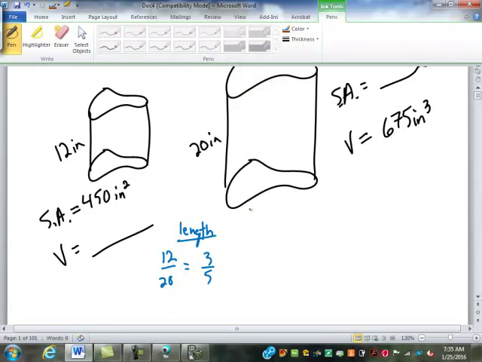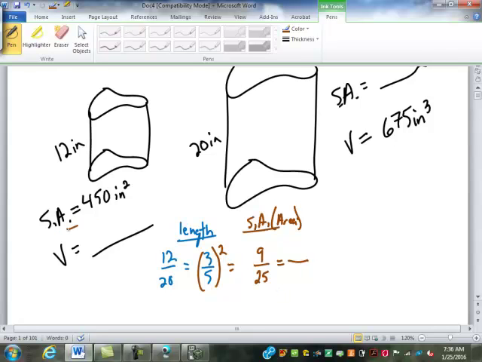Now let's look at the surface areas, which of course is just an area, right? How do we get that ratio of areas from the ratio of lengths? We square it. So that becomes 9/25. 3 squared is 9, 5 squared is 25.